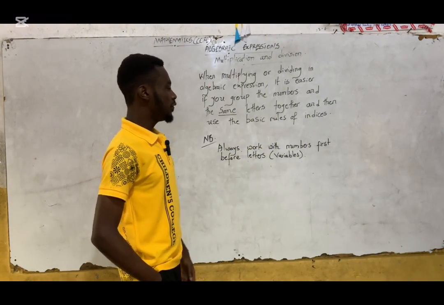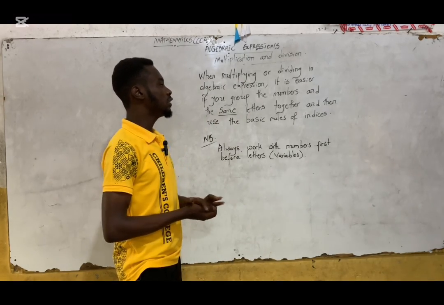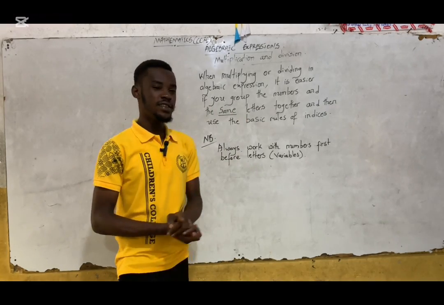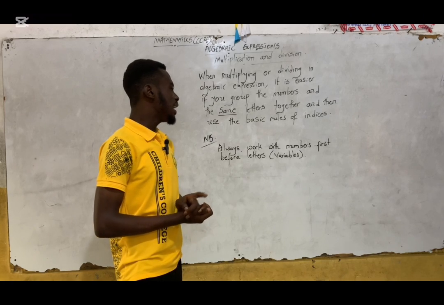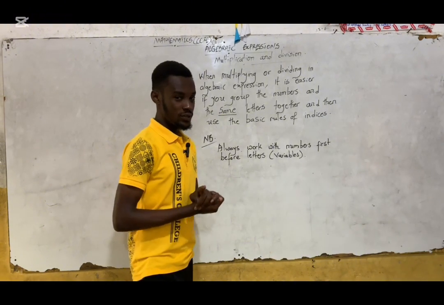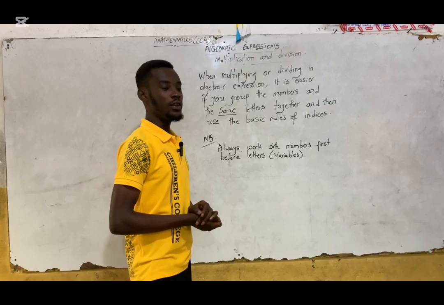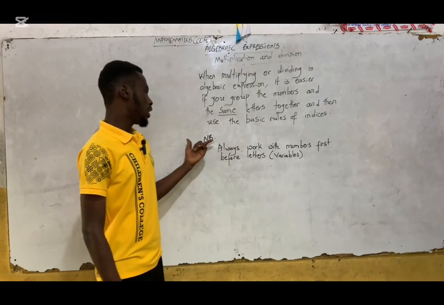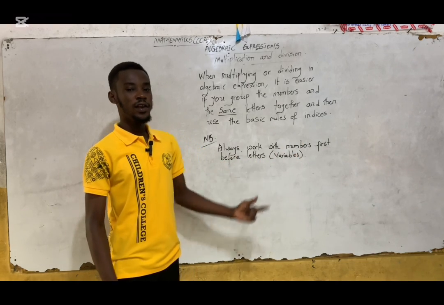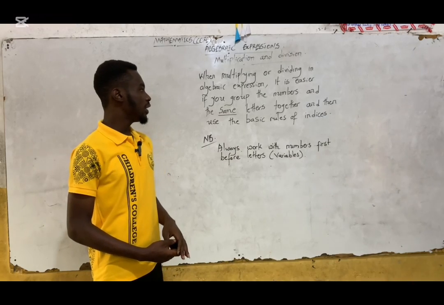Now, there is something for us to copy. When multiplying or dividing in algebraic expression, it is easier if you group the numbers and the same letters together and then use the basic rules of indices. Right? We started with indices. If you don't have any idea of indices, you go back to indices and then you learn. Now, note behind. Always work with numbers first before letters. We always work with numbers first before letters.